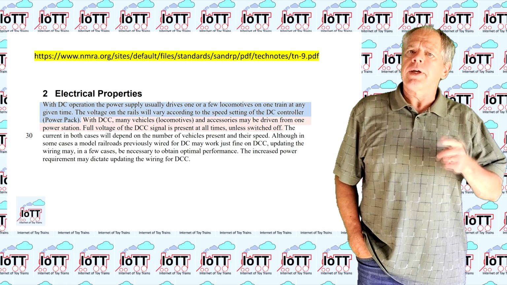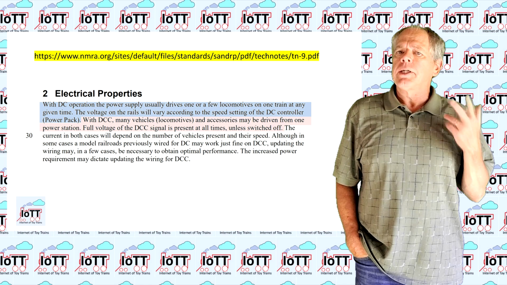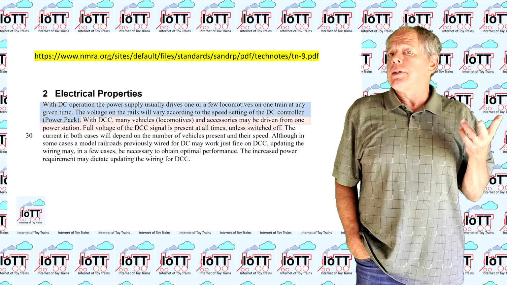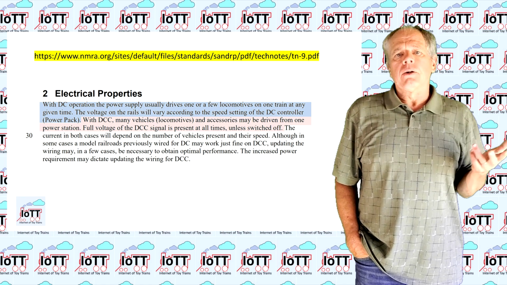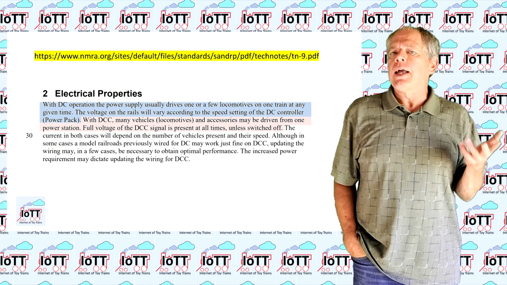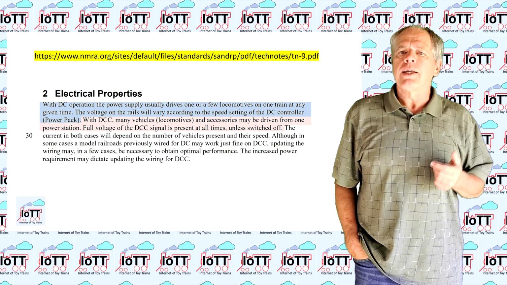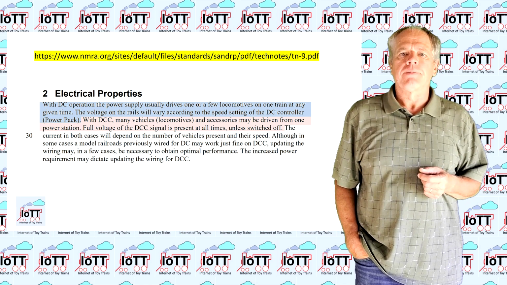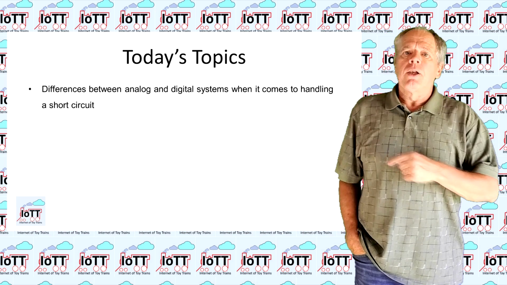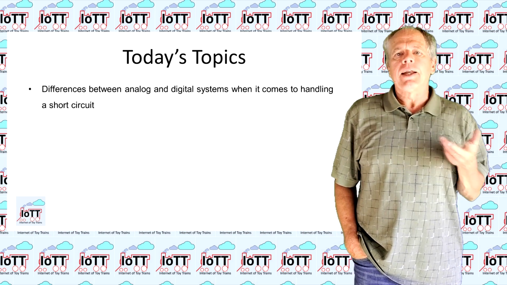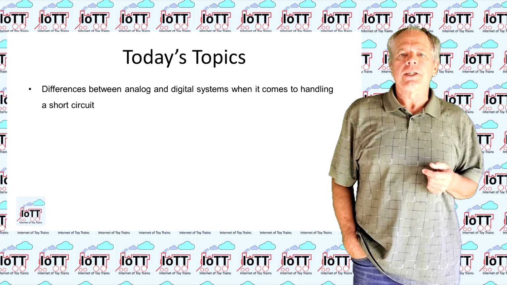Yes, that is correct. It makes a difference whether you are powering an analog or a digital model railroad, either a digital command station or a digital booster. There are fundamental differences between analog and digital track power when it comes to how to handle a short-circuit situation. So what I will do in this video is have a look at the differences between analog and digital systems when it comes to handling a short circuit.